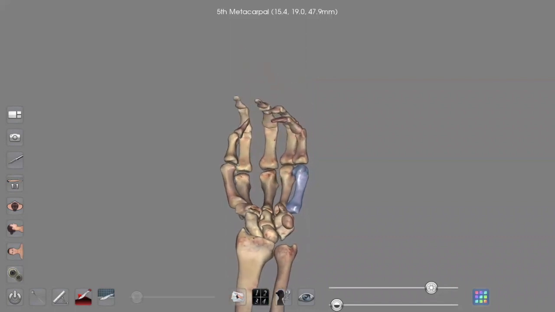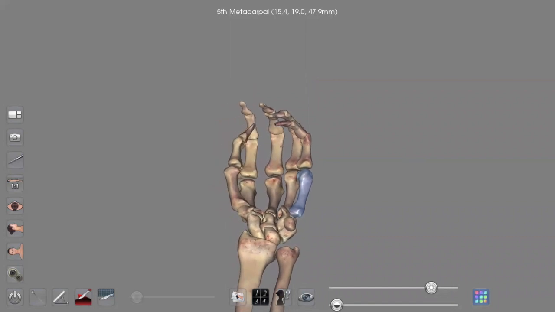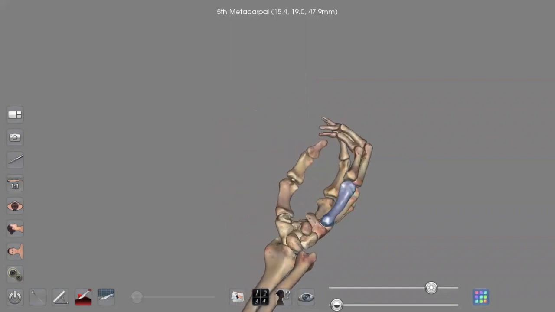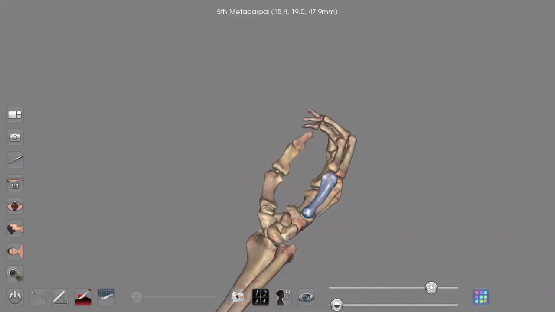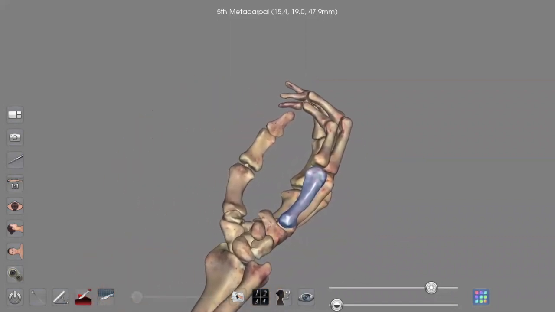Continuing distally into the fingers, each finger, at least fingers 2 through 5, are made up of 3 separate phalanges if we look at it from a medial view here. Okay, we'll zoom in. So we have a proximal phalange, a middle phalange, and a distal phalange. The thumb is different in that it only has a proximal and a distal phalange.